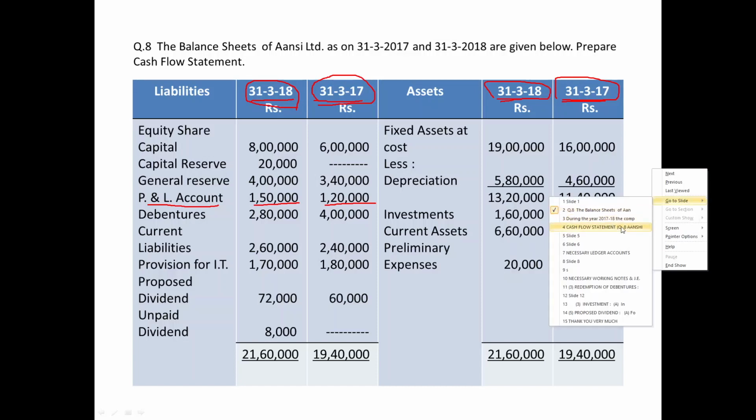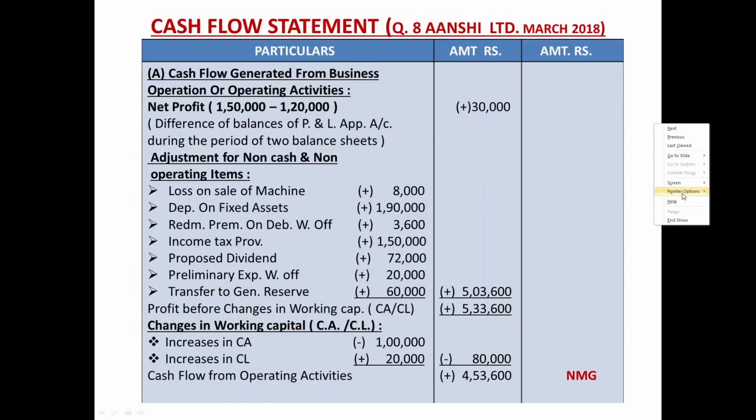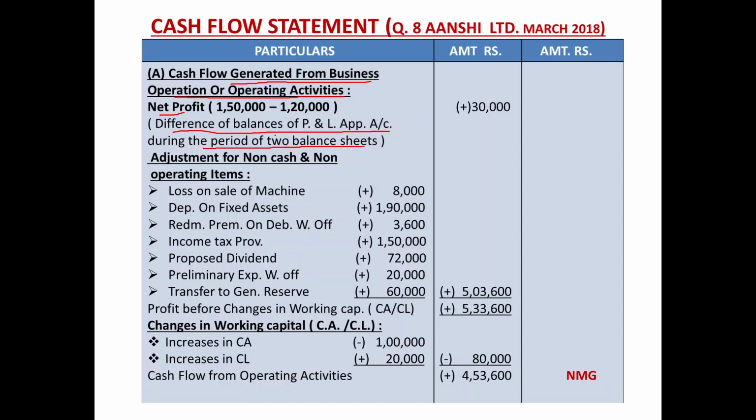Cash flow statement. Have a look. Title A. Cash flow generated from business operations or operating activities. Net profit of the year. How to decide it? Difference of balances of profit and loss appropriation account during the period of two balance sheets. Current year's balance 1,50,000 minus last year's balance 1,20,000. That gives the profit of the year 30,000. Nothing is new. We have done it in almost all our previous questions.